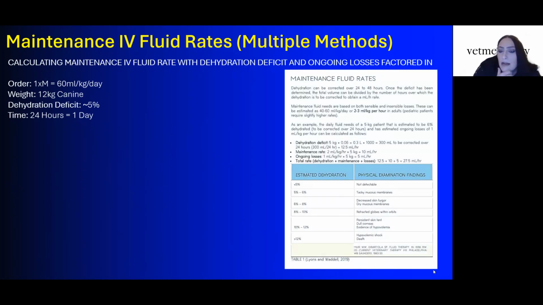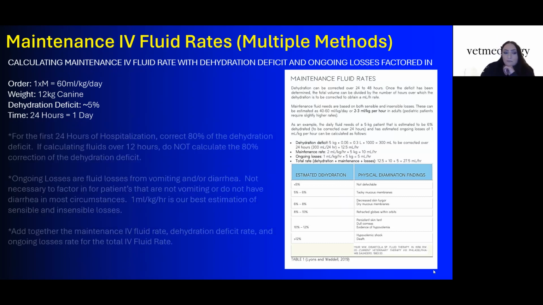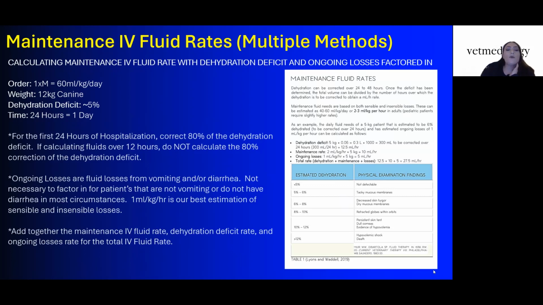So this is basically a chart here that allows you to see how you can determine what the dehydration deficit is according to physical examination findings. For the first 24 hours of hospitalization, you want to correct 80% of the dehydration deficit. If calculating fluids over 12 hours, do not calculate the 80% correction of the dehydration deficit.